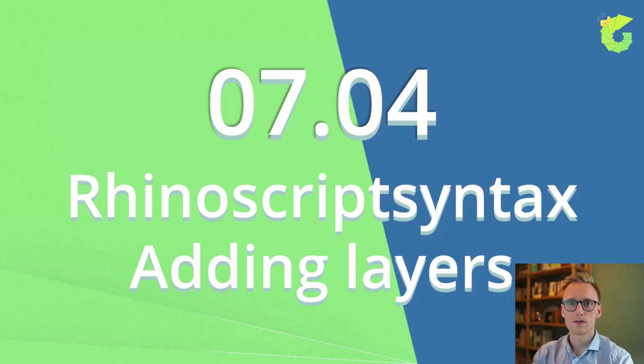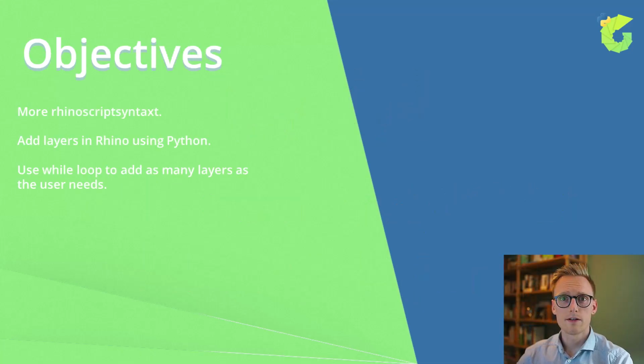We will continue to look at rhinoscript syntax in Rhino and Python. This time, we will make a script that simplifies creating layers using Rhino. In the previous video, we created only geometry, but now we'll see that we can also change the document settings using rhinoscript syntax. In this video and the belonging exercises, you will learn more about rhinoscript syntax in Python. You will learn to add layers to a Rhino document using Python, and you will learn how we can use a while loop to get an unspecified amount of user input.